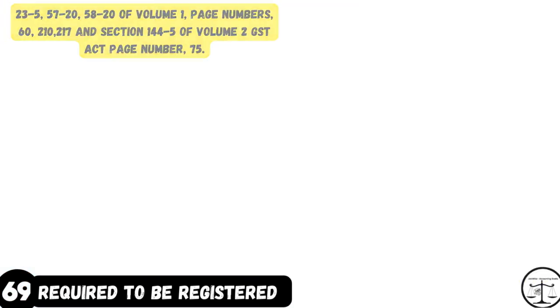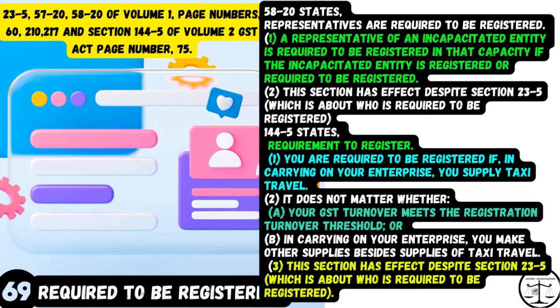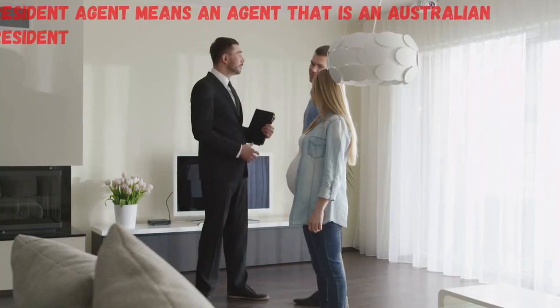144-5 states. Requirement to register. 1. You are required to be registered if, in carrying on your enterprise, you supply taxi travel. 2. It does not matter whether A. Your GST turnover meets the registration turnover threshold, or B. In carrying on your enterprise, you make other supplies besides supplies of taxi travel. 3. This section has effect despite Section 23-5, which is about who is required to be registered.